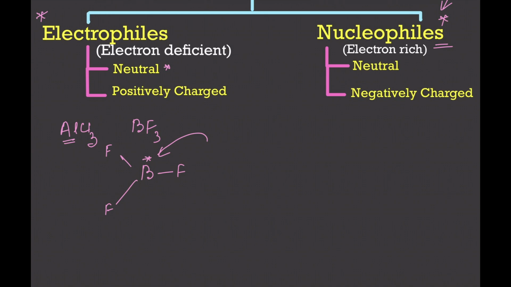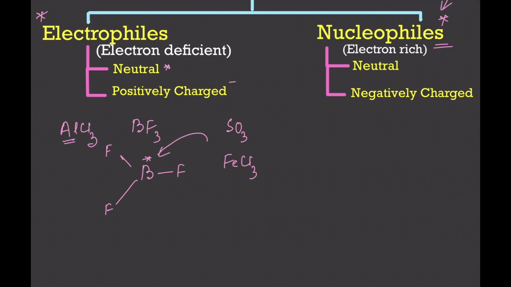Some other examples are SO3, sulfur trioxide, and FeCl3, ferric chloride. So all these are examples of neutral species, and in each of these cases the central atom is electron deficient because they have an incomplete octet configuration.